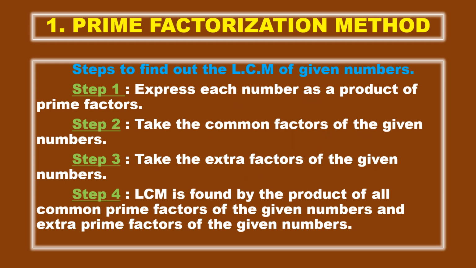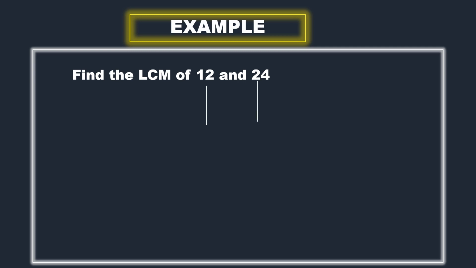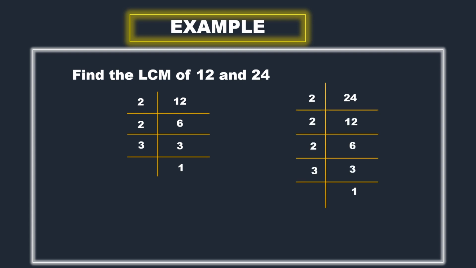Let me explain this in detail with an example. Find the LCM of 12 and 24. What is our first step? We should write the given numbers as a product of prime factors. A product of prime factors is obtained only when you do prime factorization. So let us do the prime factorization of 12 first. 2 6 times, 2 3 times, 3 1 time. Now 24: 2 12 times, 2 6 times, 2 3 times, 3 1 time.